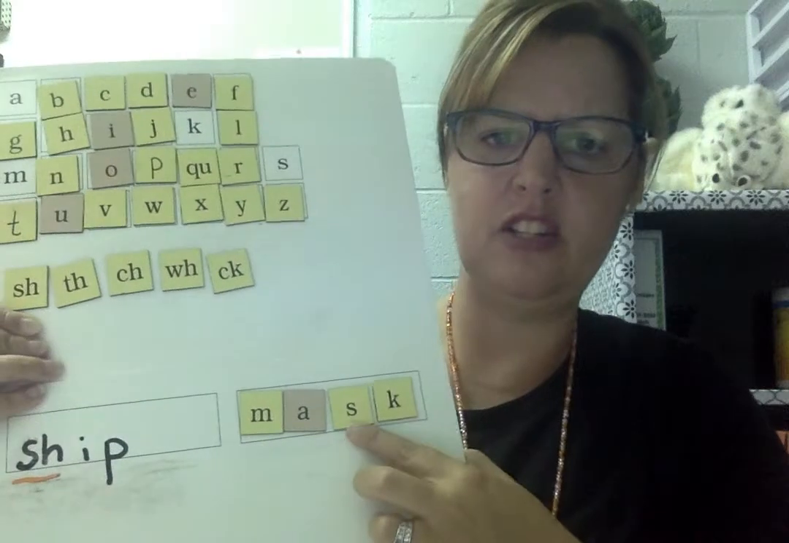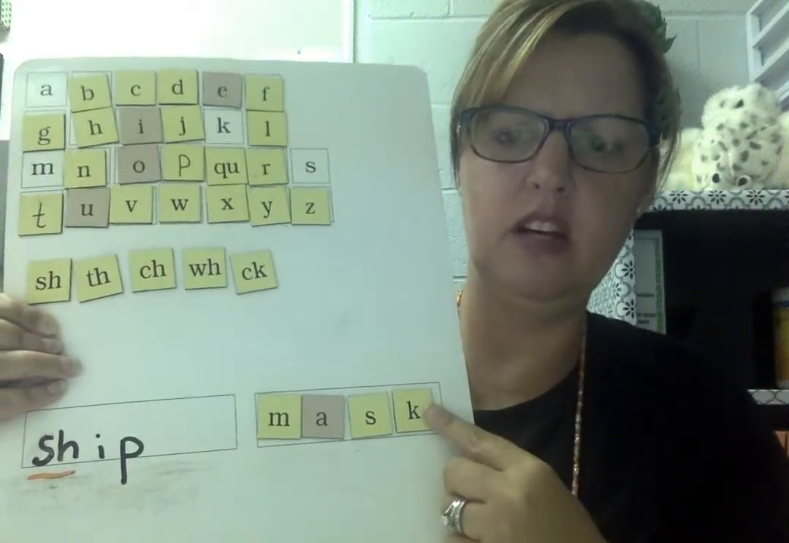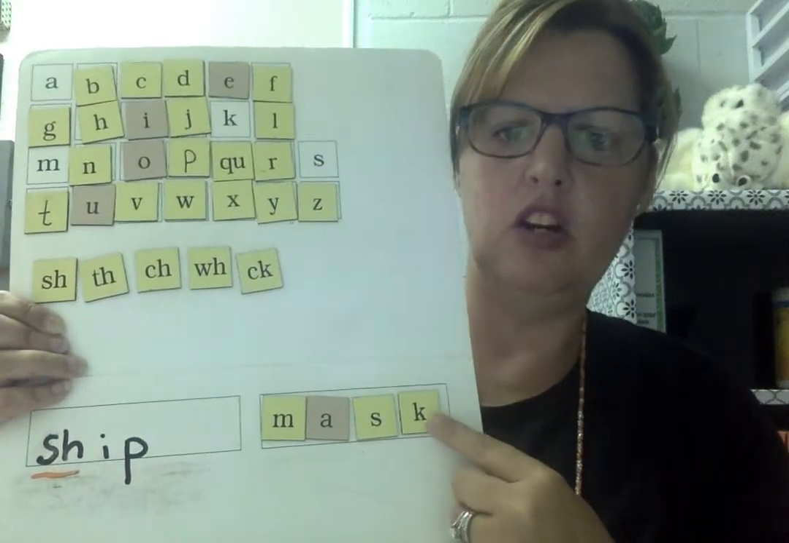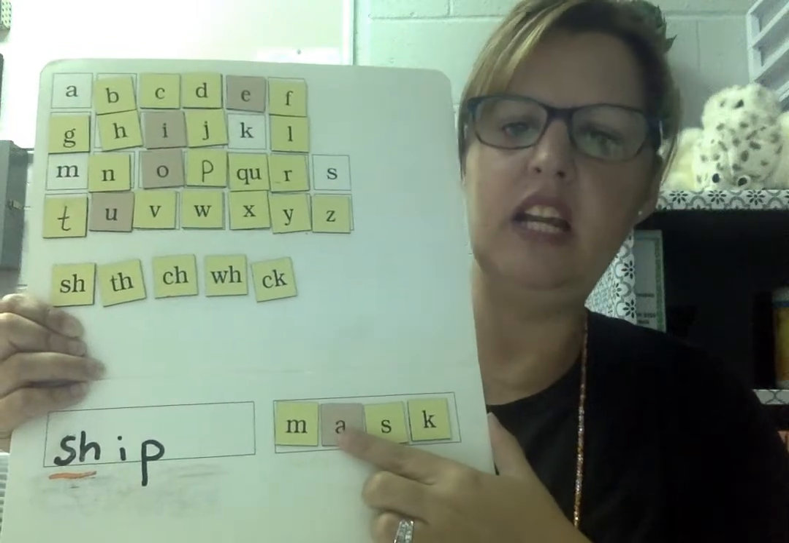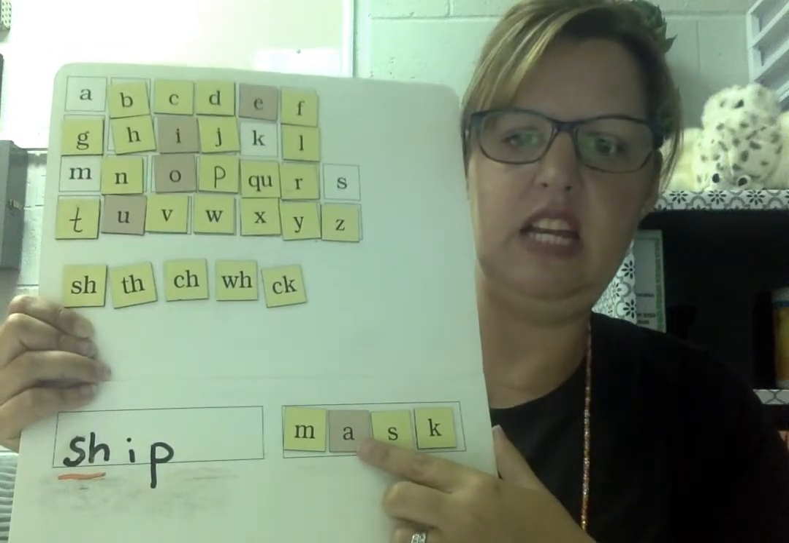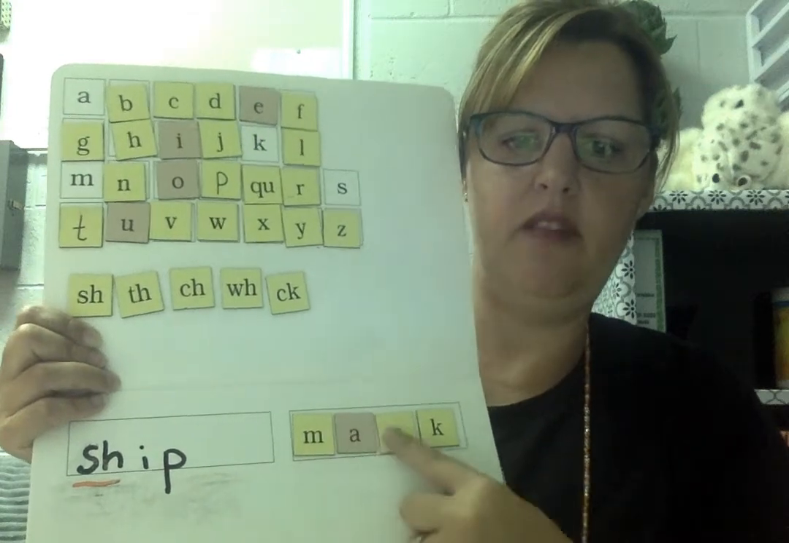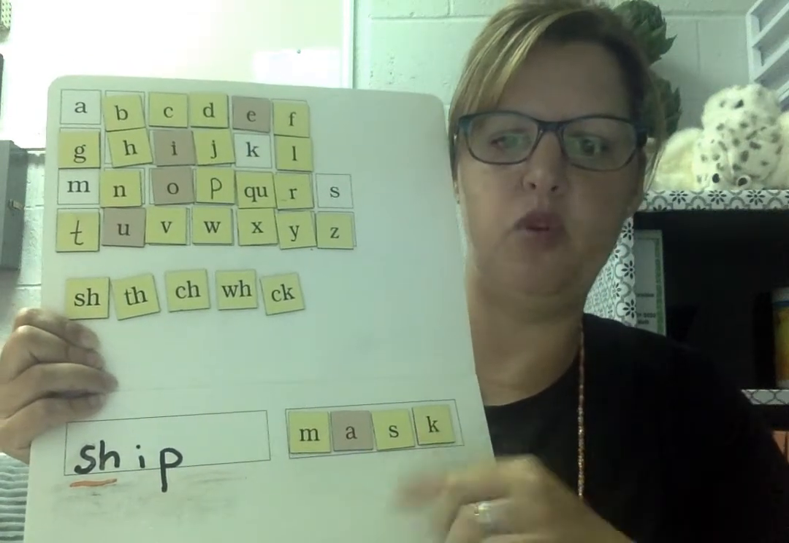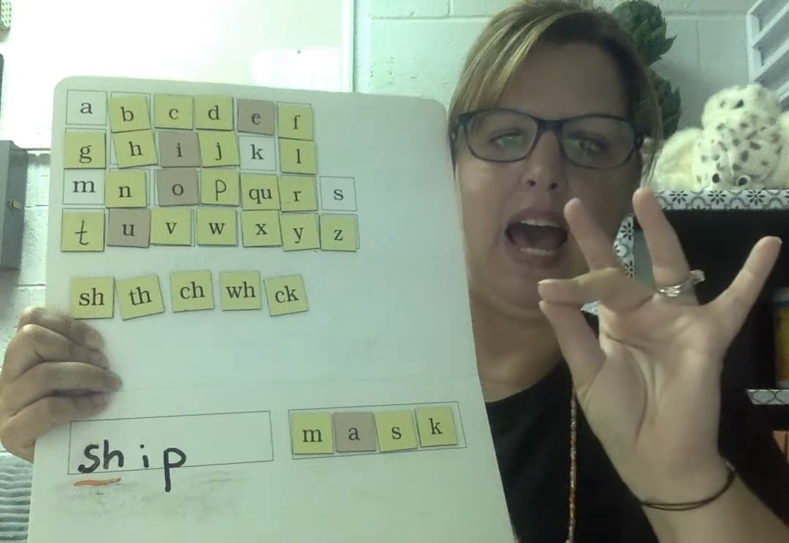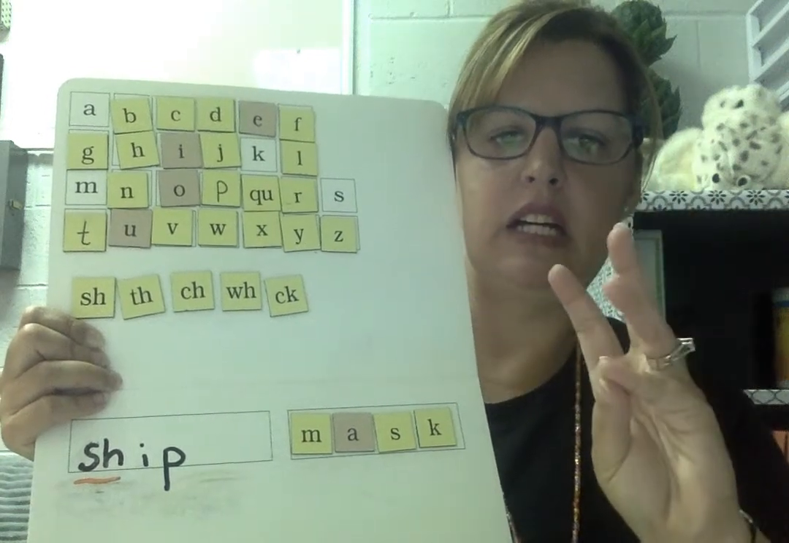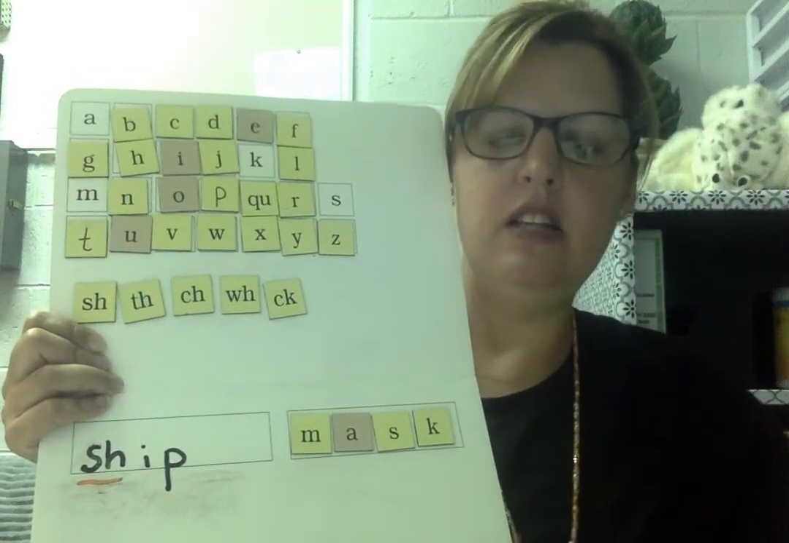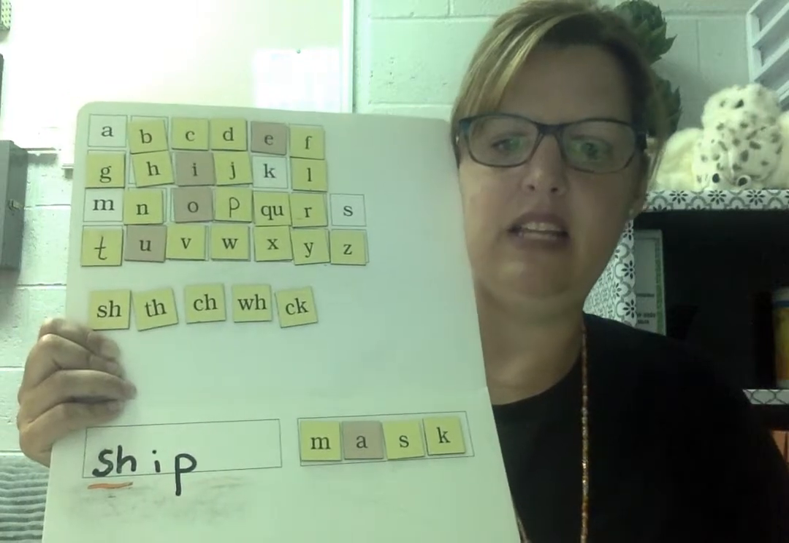Okay, mask. Now this is a tricky one because some of you are thinking, well, could it be a C? Could it be the CK? We're going to get into the rules of the CK next week, but here's how we spell the word mask. Notice we have 4 tiles. That means I will tap 4 times. M, A, S, K, mask.